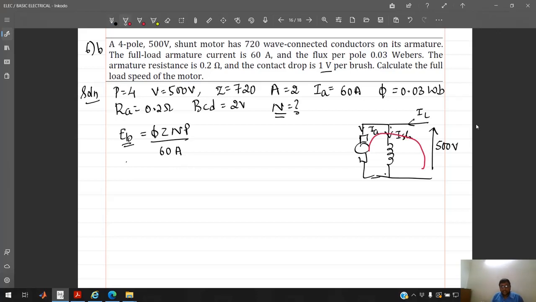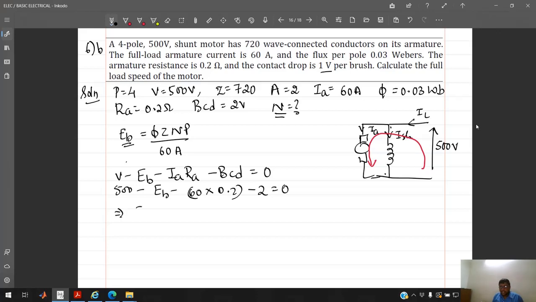So you can apply KVL to the outer loop. If you apply KVL to the outer loop, you can get V minus Eb minus Ia Ra, minus brush drop is equal to 0. So V is nothing but 500 volts which is given. So 500 minus Eb minus Ia, Ia is 60 which is given, Ra is 0.2, minus 2 is equal to 0. Now if you solve this, you are going to get Eb as 486 volts.